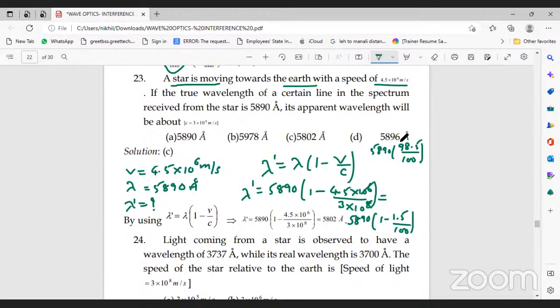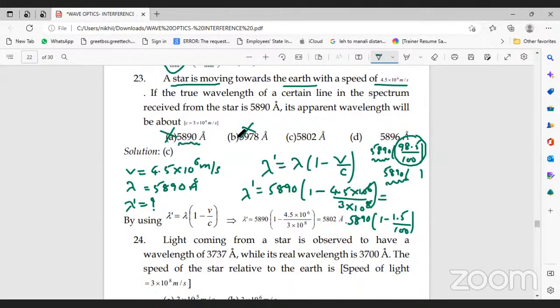Yes, sir. So look at the options. For 5890, we are multiplying 98.5 by 100. Can you tell me what is this 98.5 by 100? It is close to 1 but less than 1, no? Yes, sir. When 5890 is multiplied with a number less than 1, should the result be less than this or more than this? Sir, less, sir. We can't get the same 5890, right? Yes, sir. We can't, sir.